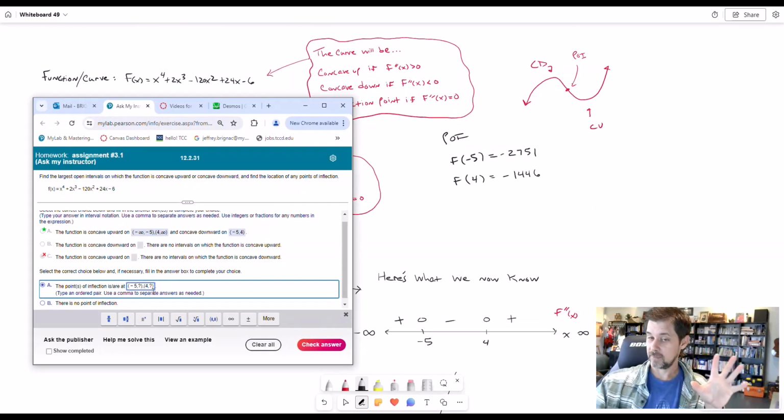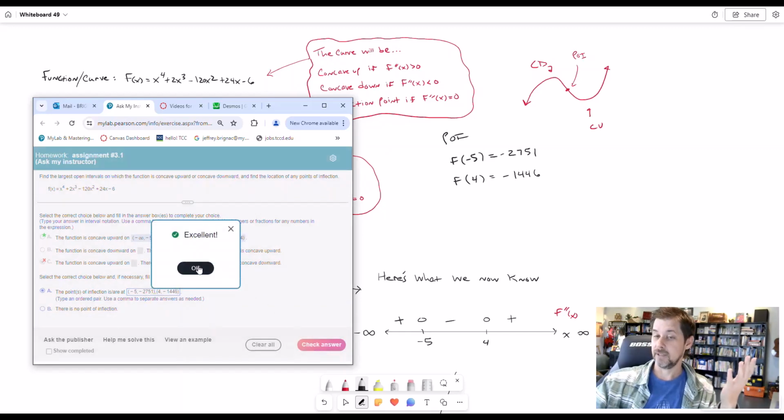Now I've got the points there. I put the question marks to be dramatic about what the y coordinate is. But now I know. Okay, so that first point, -5 for x, -2751 for y, and the second point, 4 for x, and -1446 for y. Okay, so those are my 2 points of inflection. All right, so we'll check it, and it's correct.